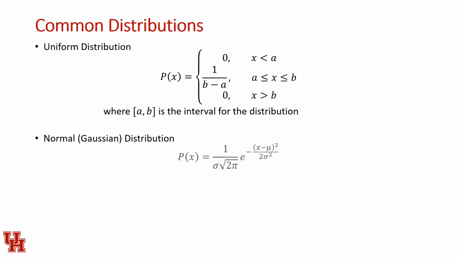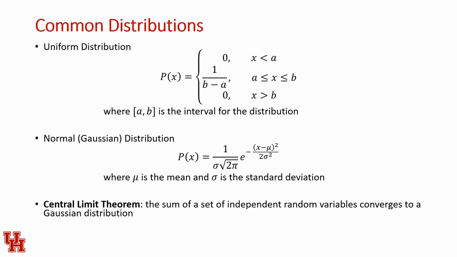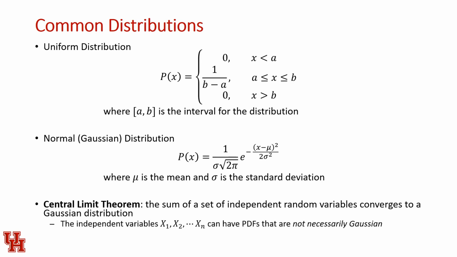Now, the normal distribution is a Gaussian given by this exponential function, and there are two parameters for this Gaussian, the mean mu and the standard deviation sigma, that define the variance. Now, the reason that the Gaussian distribution is so common is because of the central limit theorem, which specifies that the sum of a set of independent variables converges to a Gaussian distribution. So if we have a set of random independent variables, x1 through xn, that have different PDFs that are not necessarily Gaussian, their sum will converge to a Gaussian distribution.